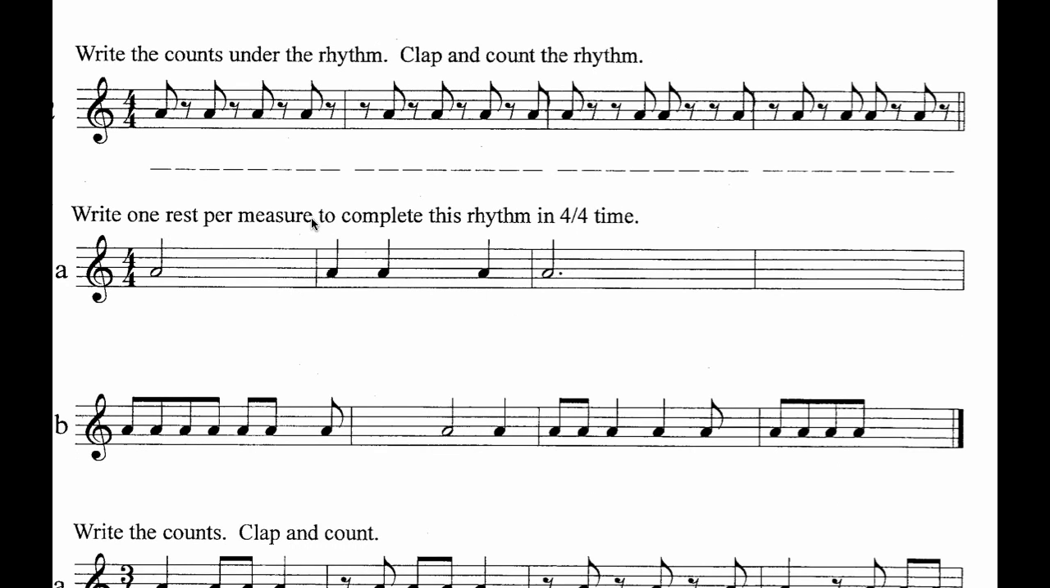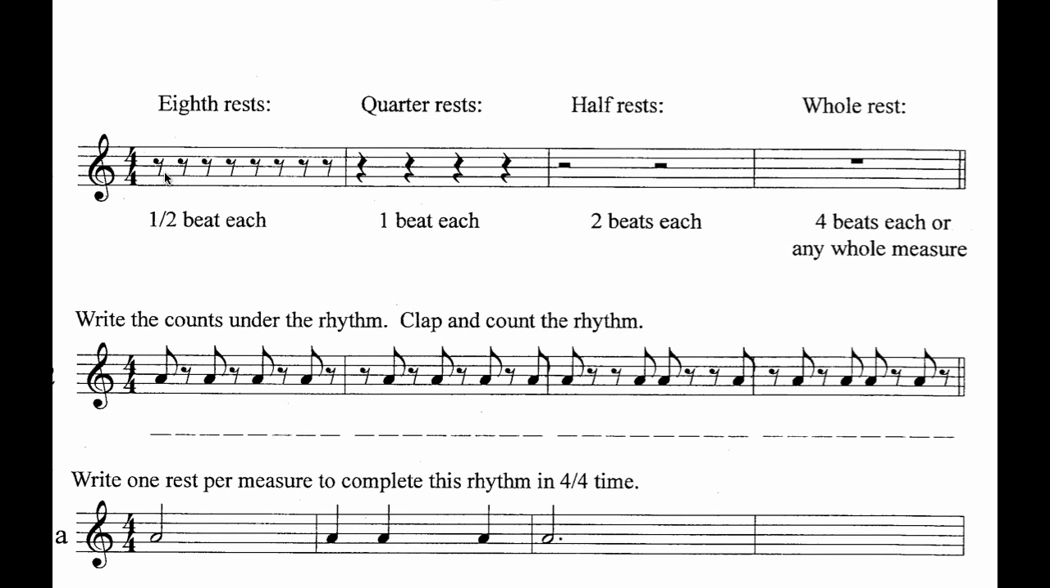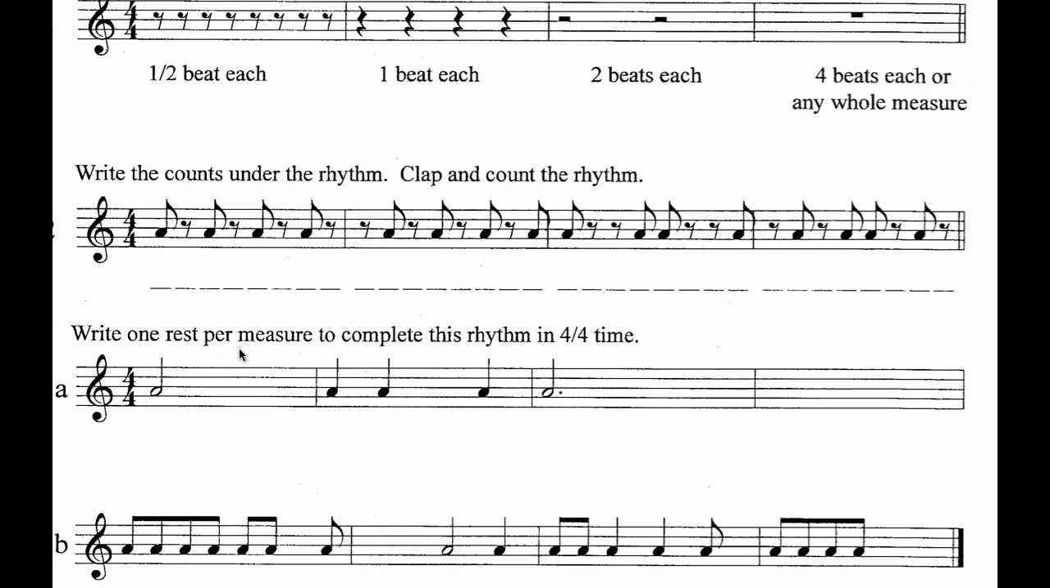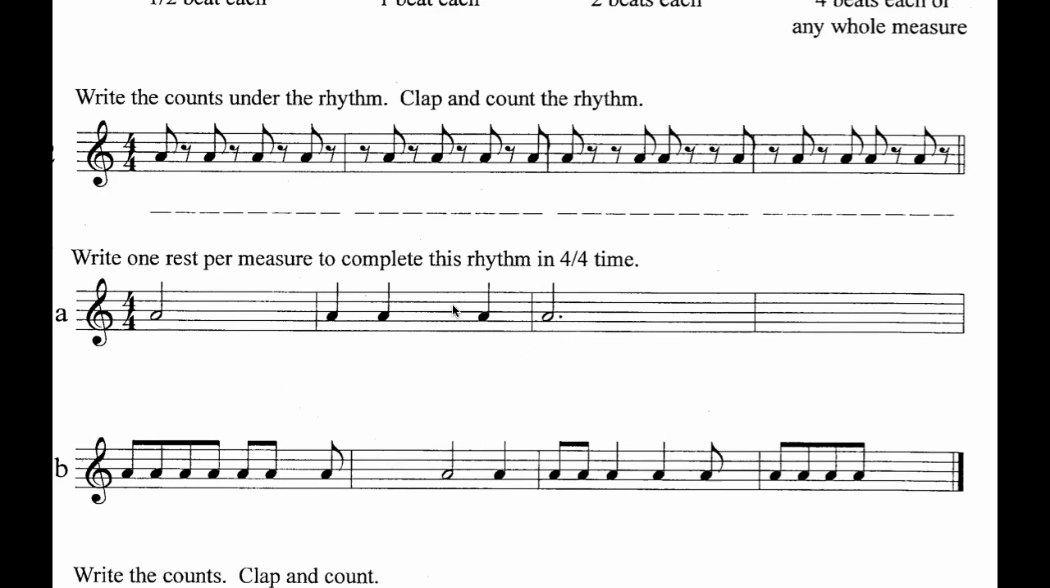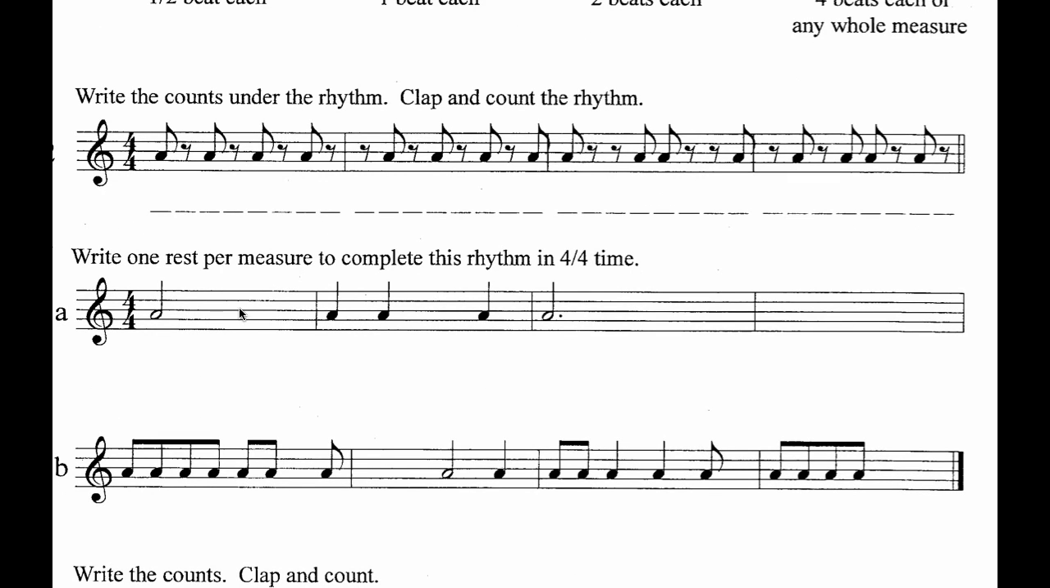Write 1 rest per measure. So we have 1, 2, we need a 3, 4. And while we could use eighth rests, quarter rests, it says to write 1 rest per measure. And the only rest that is 2 beats is the half. That's the third line from the bottom, and draw a top hat. So 1, 2, 3, top hat.